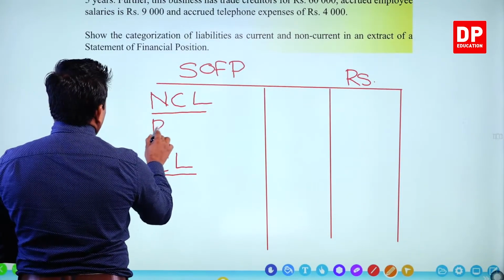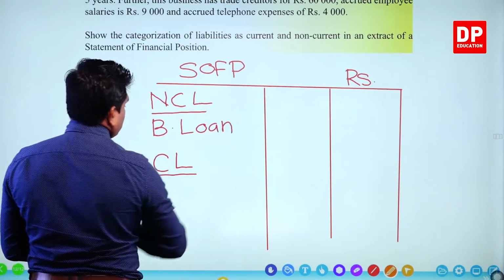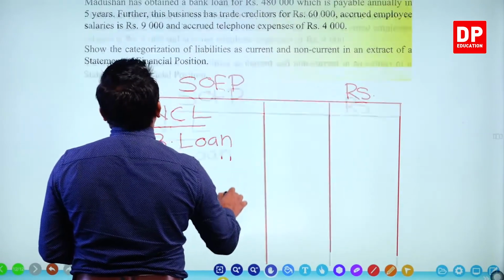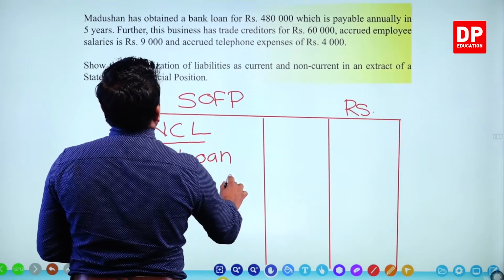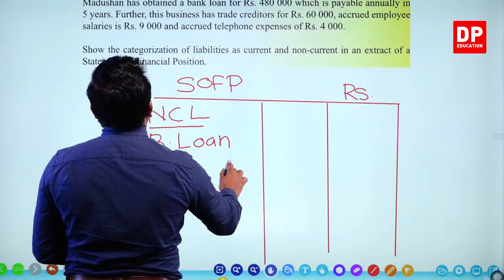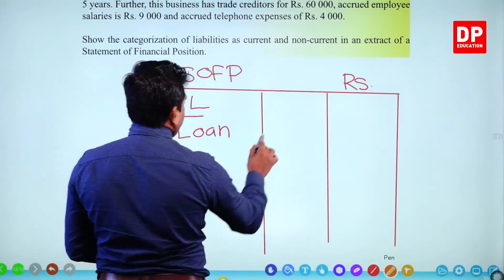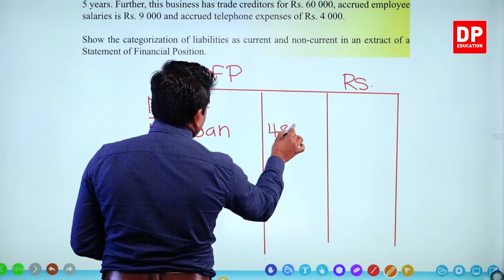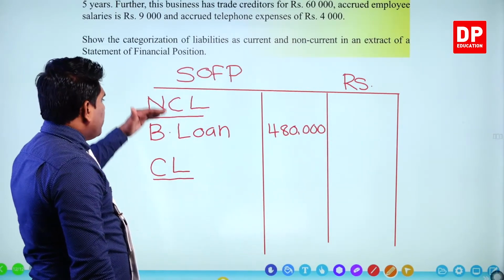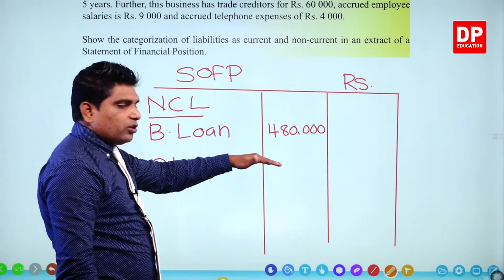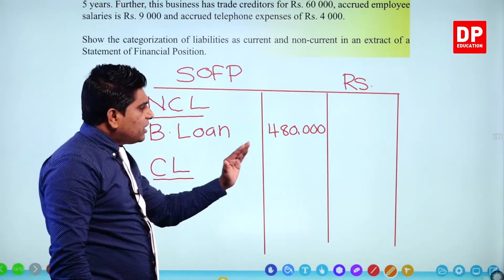First one is bank loan. B loan means bank loan, right? How much? 480,000. Only one non-current liability, 480,000. We can put it here. If they have another non-current liability, you can write under this and you can add total. It brings to the second column because here only one.